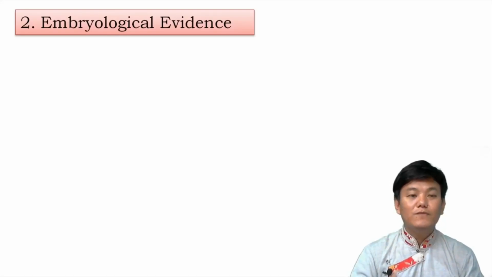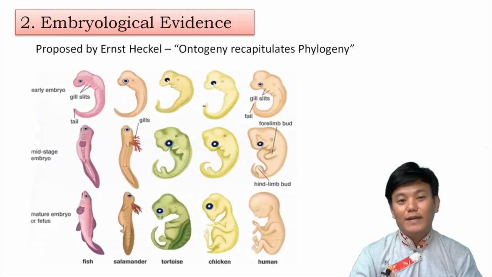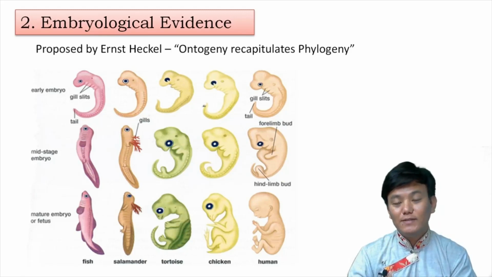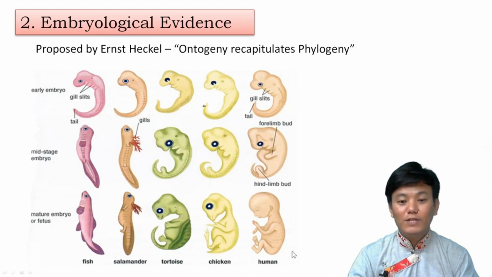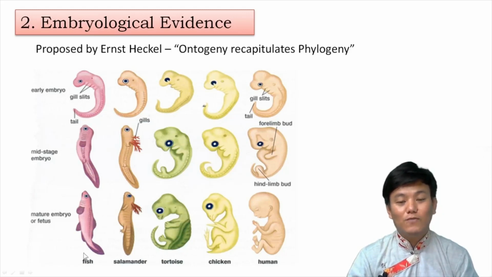The second evidence for evolution is embryological evidence. It was proposed by Ernst Haeckel in his theory, Ontogeny recapitulates phylogeny, which means that the embryonic developmental stages of a particular animal go through the same phases as its evolutionary phase. Right? If we take an example of the embryological development of the vertebrates, in the early embryos of all these vertebrates, we can see that they have pharyngeal gill slits present behind their heads, right? But the functional gills are present only in the adults of the fishes.